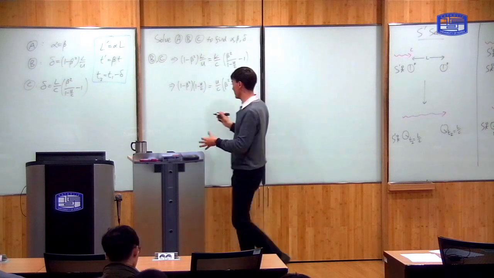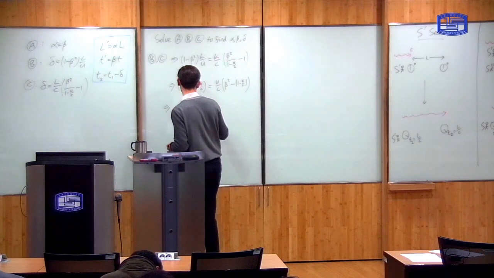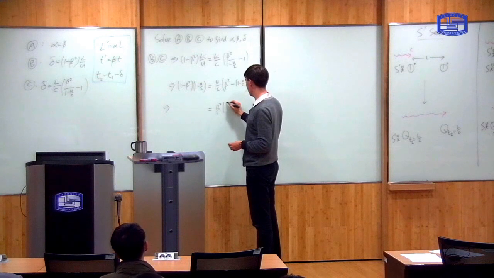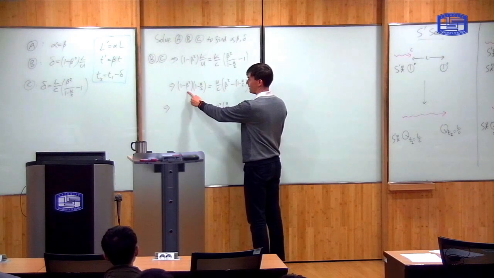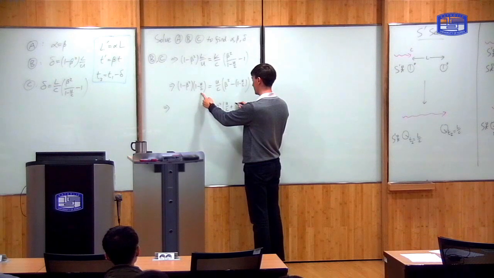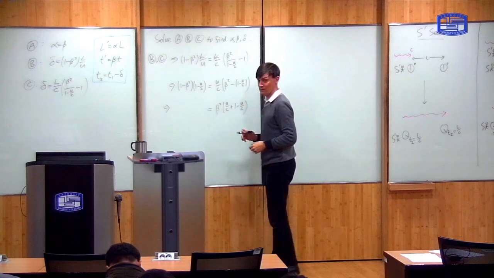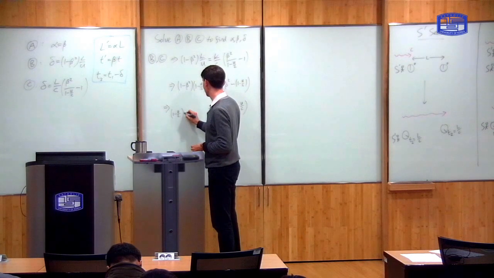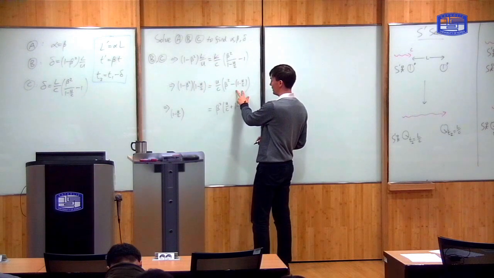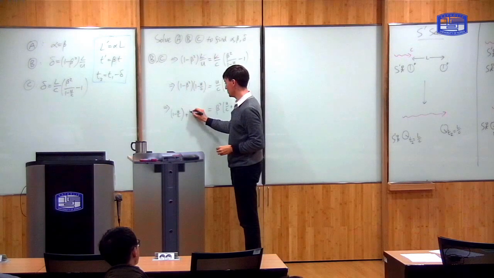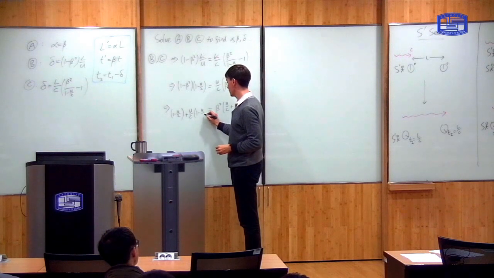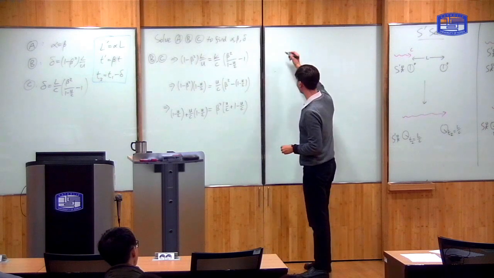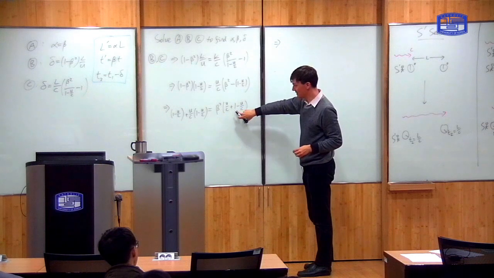So now I'll put all the betas together on one side. Here I'll get beta squared u over c from here, and then from here I get 1 minus u over c. On the other side, I put the constants. I've got 1 minus u over c from here, and then from here I get plus 1 minus u over c times u over c. And then this side just gives me beta squared, right?